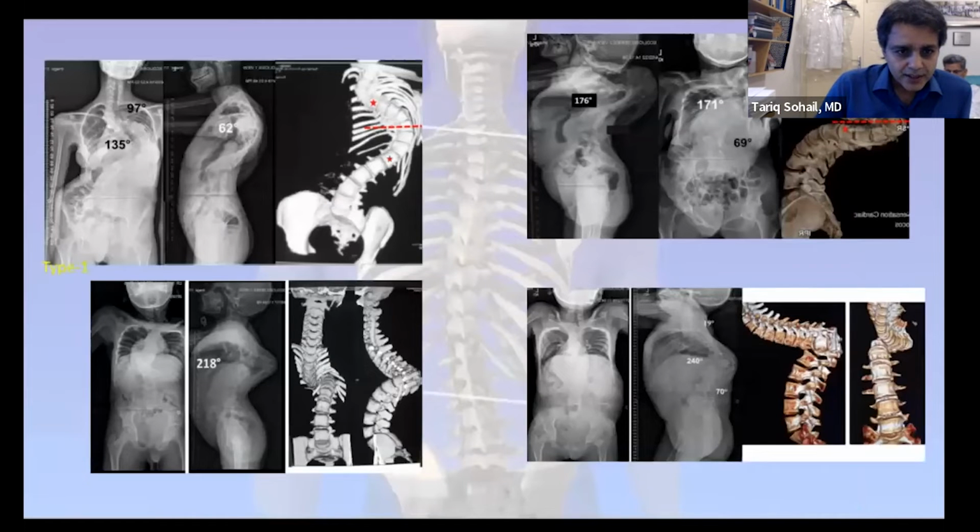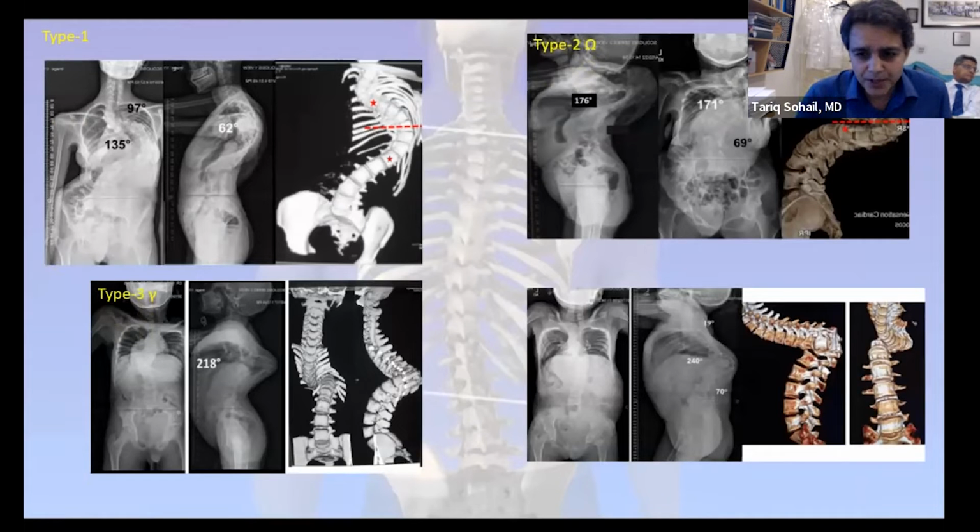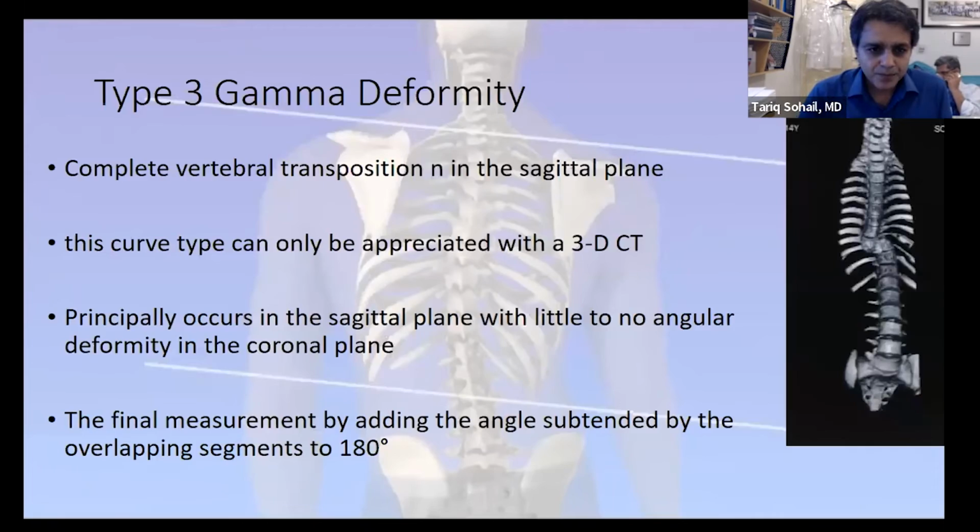Here we can see type 1, classified by Isaac, type 2, which is basically an omega deformity, type 3, a gamma deformity, which is our patient, and type 4, which is an alpha deformity. Here is the CT scan 3D reconstruction of our patient. So it is a type 3 gamma deformity.